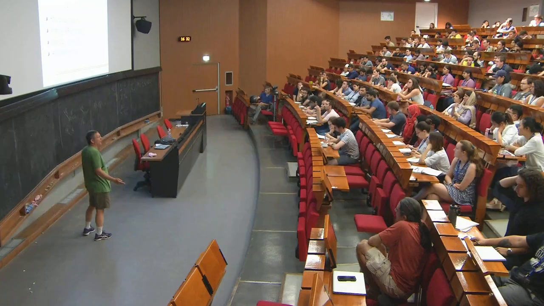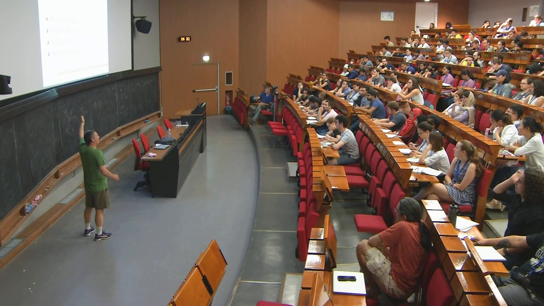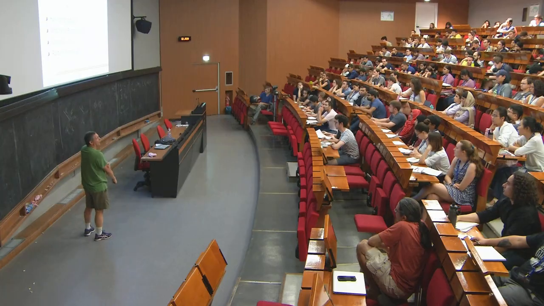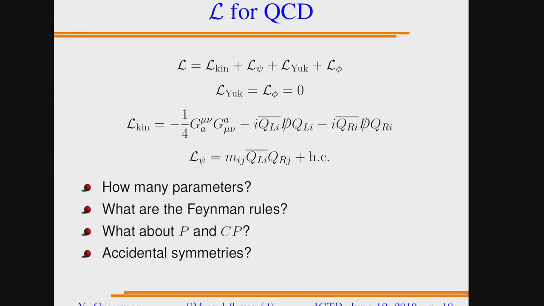What about P and CP? It's a vectorial theory, so it should conserve P. About CP, at the level that I wrote for you, it conserves CP, but there's actually some subtlety going on here, which I'm not going to discuss in great detail. It's called a strong CP phase. And it has to do with very complicated non-perturbative stuff.